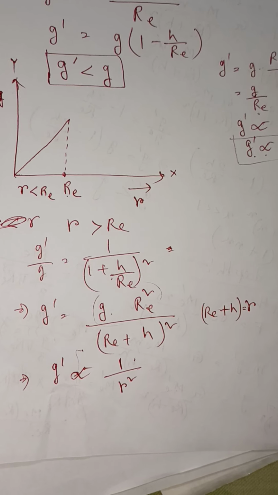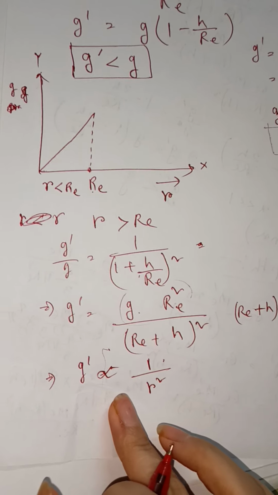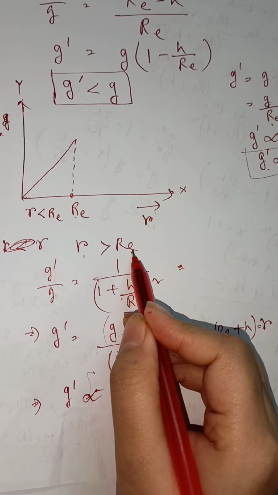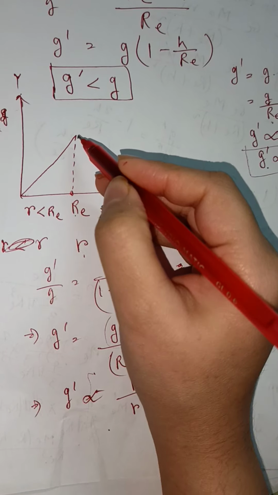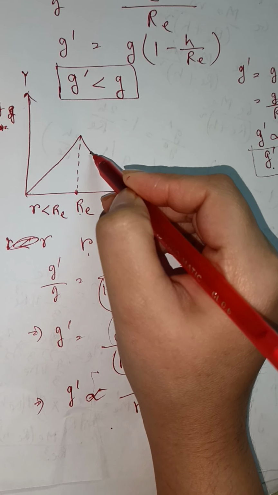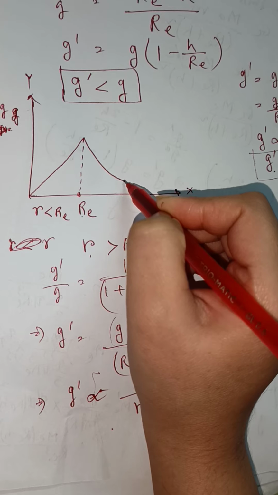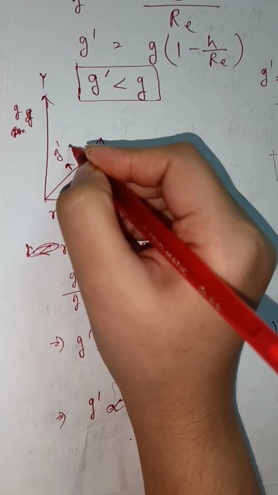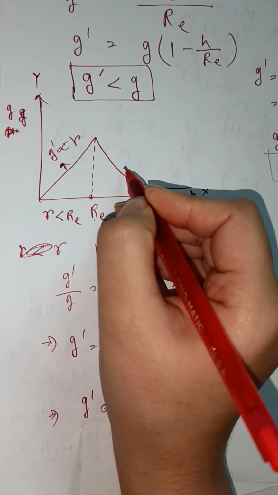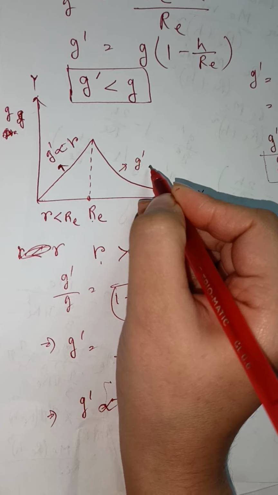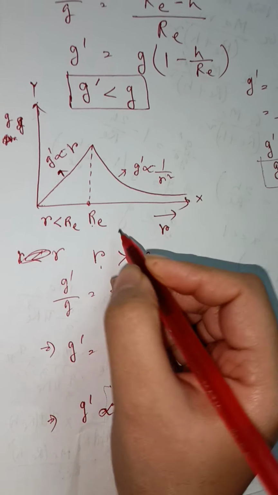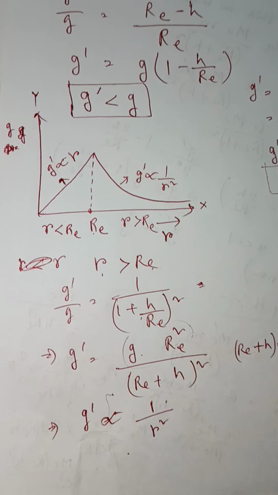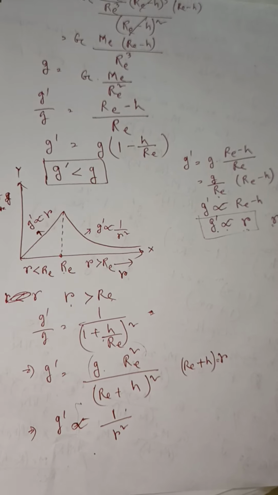This condition is satisfied when r is greater than capital R. So just look at here. After this RE, if r increases, then g dashed is inversely proportional to r square. Before it, g dashed is proportional to r. And this range is when r is greater than RE.